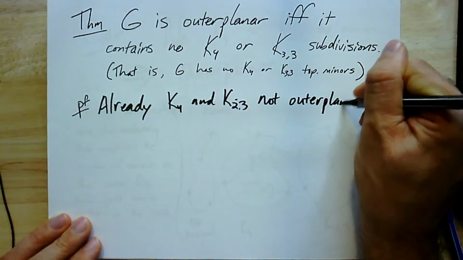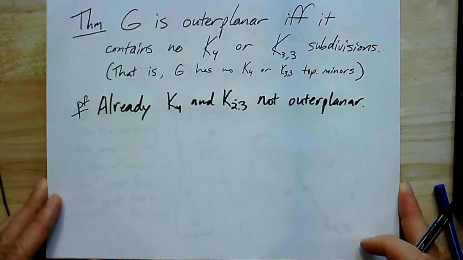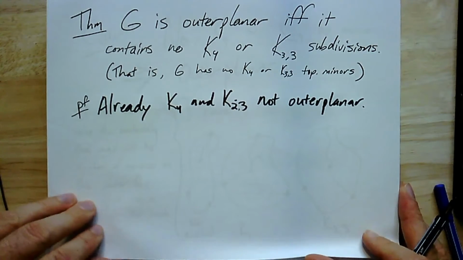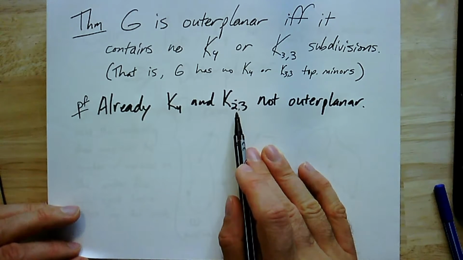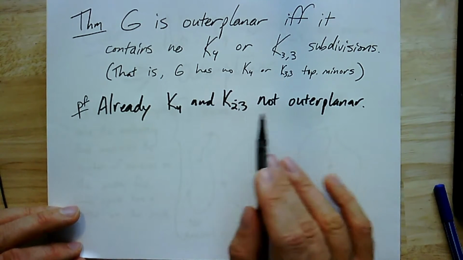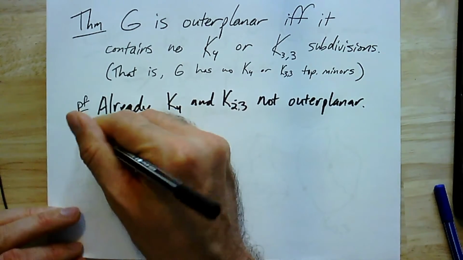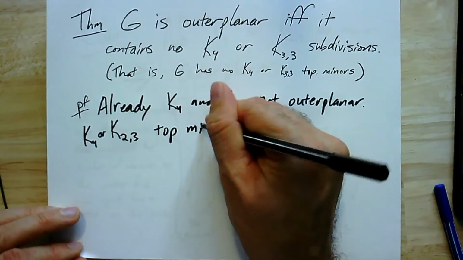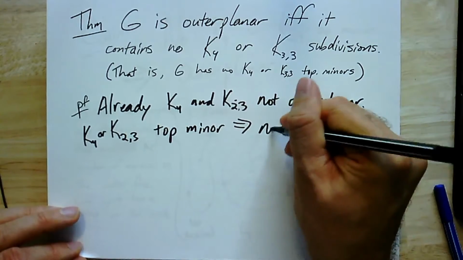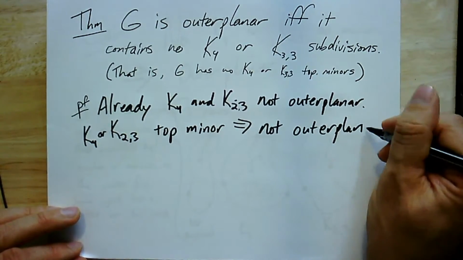And we know that if they're not outer planar, then the subdivisions are still not outer planar. Just prove that one. So if it has a K4 or K23 topological minor, then it's definitely not outer planar. So K4 or K23 topological minor implies not outer planar. So what about in the other direction?